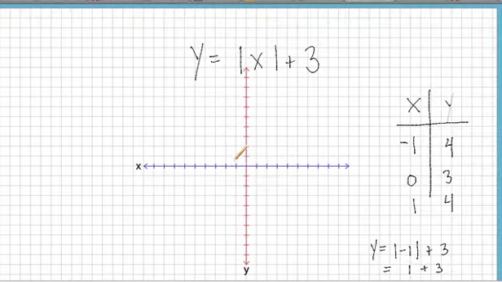When we plugged in -1, we got 4, so let's go over -1 on the x-axis and we'll go up 1, 2, 3, 4. When we plugged in 0, we got 3, so we'll stay at 0 on x and go up 1, 2, 3. And when we plugged in 1, we outputted 4 for y, so 1, 2, 3, 4. If I connect these points right here, I'm going to see that I get an upward facing V. It's going to look something like that.